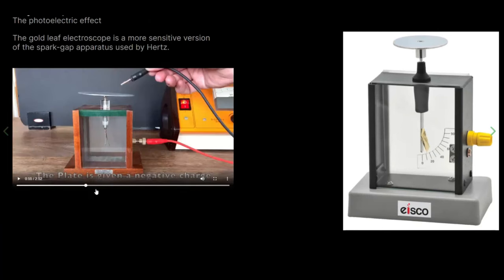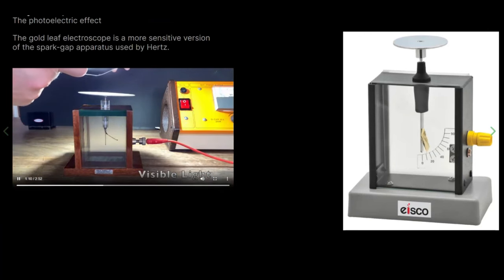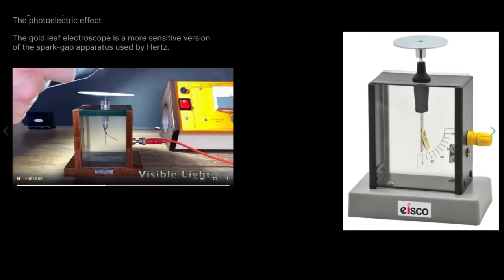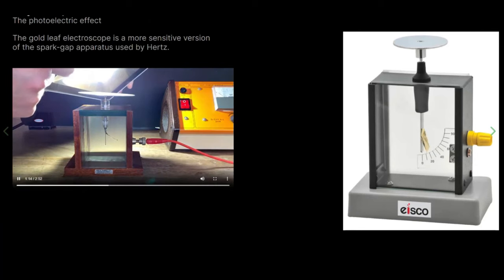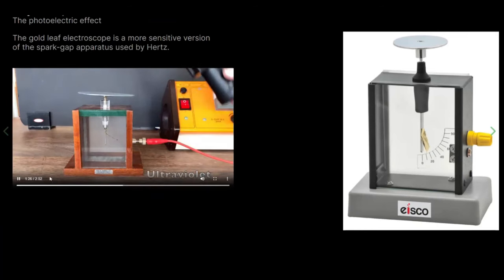What actually happens when you impart charge on this object and take a torch and shine it on the zinc plate is that nothing happens. As you can see, our demonstrator here has already loaded negative charge on the plate and is shining visible light on it. It's important to mention that no matter how intense the visible light source was, nothing would happen to the gold leaf.